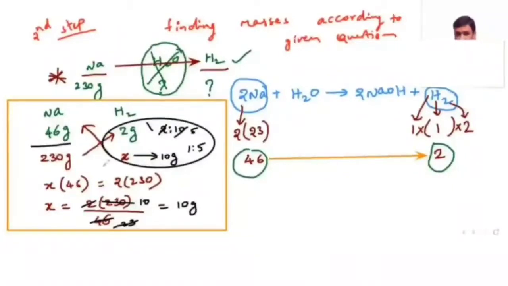Then look here also: 46 to 230. What is the ratio? 46 is 23 2 times, and 230 is 23 10 times, then 2 to 5 times. So the same ratio is there. How many times the sodium increased, that many times our product is increased. This is the law of constant proportion.